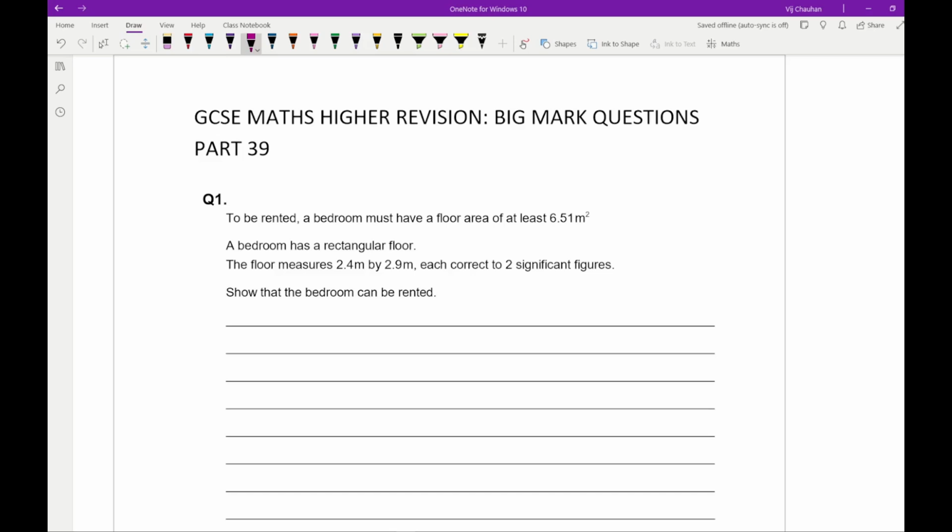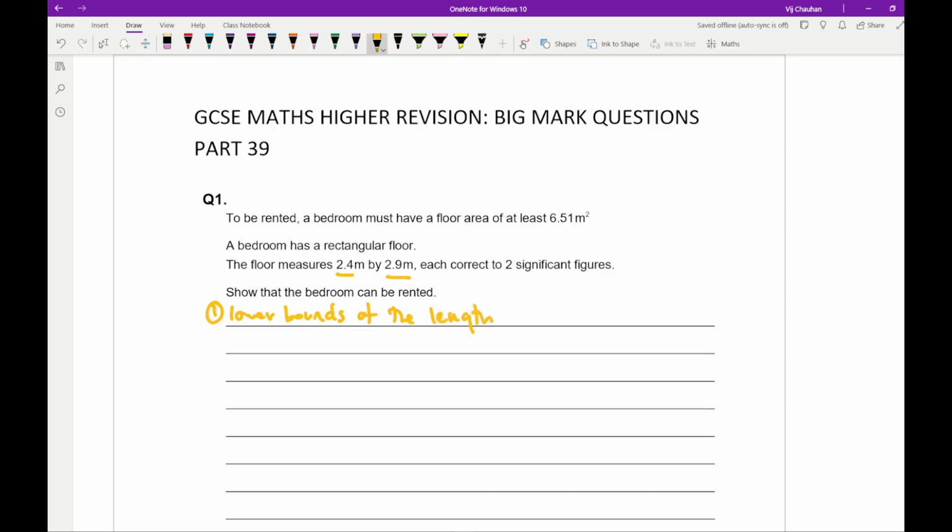So for this, what we need to do is, because we want it to be at least 6.51, then we need the lower values of each of the two dimensions that we have been given. So here we want to find the lower bounds of these two amounts. So the first thing we need to do is find the lower bounds of the lengths.